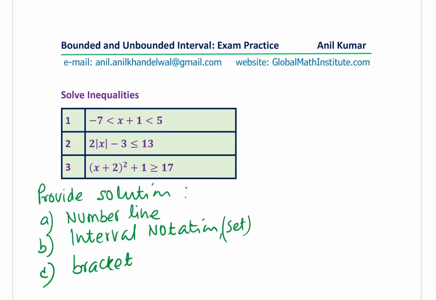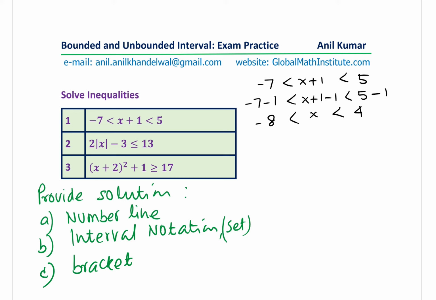Okay, so the 3 questions for you are, let's begin with the very first one, which is minus 7 less than x plus 1, which is less than 5. When we say solve inequality, we have to figure out the value of x. To solve this, we'll take away 1. So we can write this as minus 7 minus 1, x plus 1 minus 1, and 5 minus 1. We'll take away 1 from each part. Then we get minus 8, x in between, and 5 minus 1 is 4. So that becomes our answer.